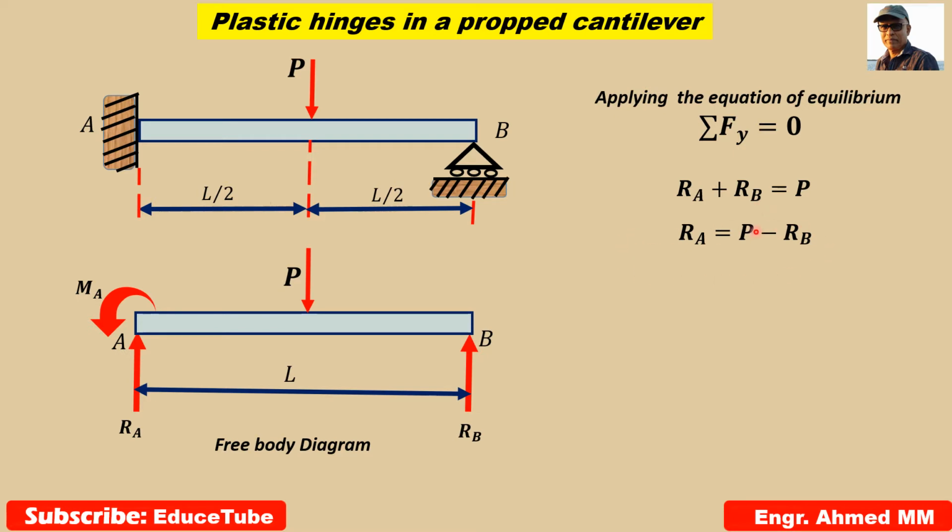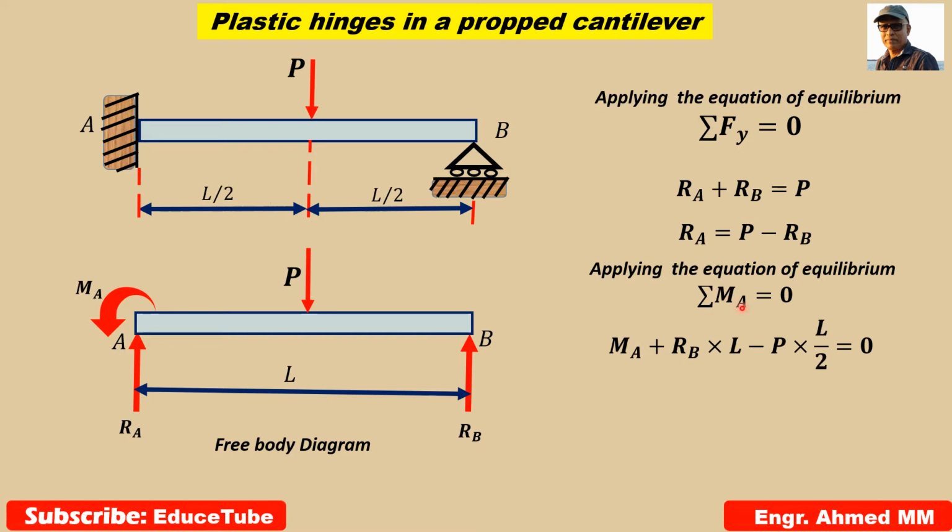We need another equation, again applying equations of equilibrium, summation of moment equal to 0, here summation of moment about A. MA will come directly because it is a concentrated moment, but in case of load we have to multiply it by distance, so RB multiplied by L minus P multiplied by L by 2. So we got the equation. From this we can find MA equal to this. So this is our second equation.